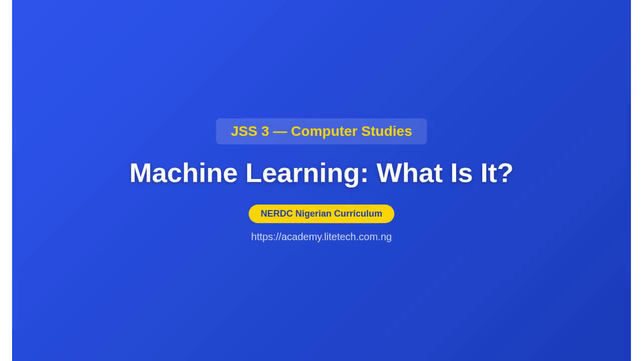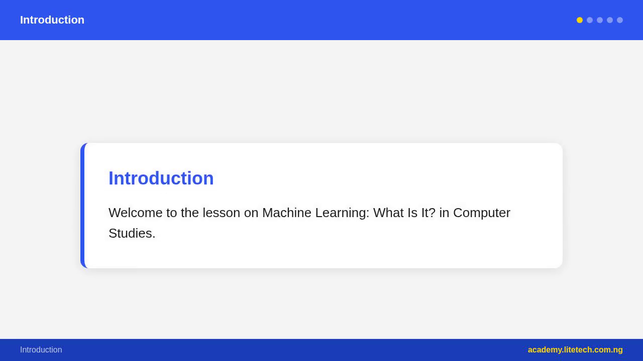Today we study machine learning. What is it? What is machine learning? Machine learning, ML, is a branch of artificial intelligence in which computers learn to improve their performance by learning from data without being explicitly programmed for every task. Instead of giving the computer specific rules, you give it data and let it find the patterns and rules itself.